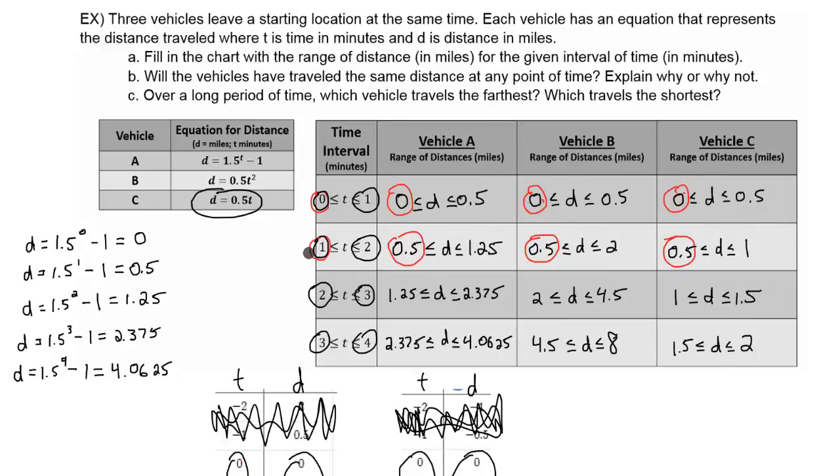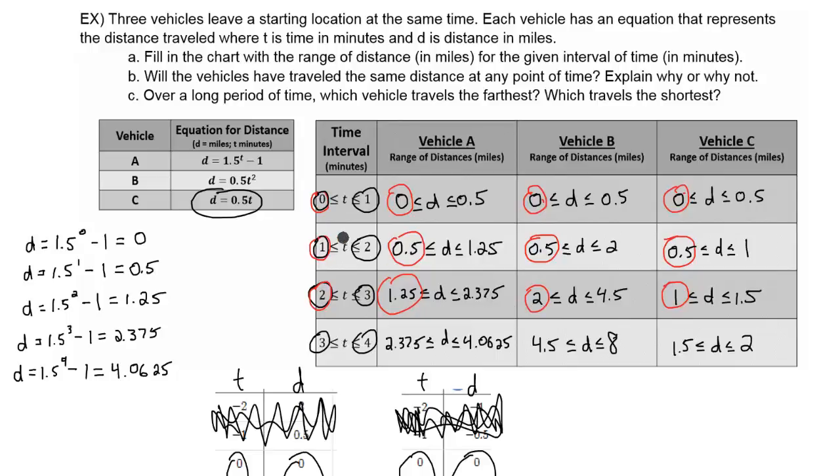So after 1 minute, they've all traveled a half mile. After 2 minutes, vehicle A has gone 1.25 miles. Vehicle B has gone 2 miles, so it's gone a little bit further after 2 minutes. And then vehicle C has only gone 1 mile. So that didn't travel as far as vehicle A and B.